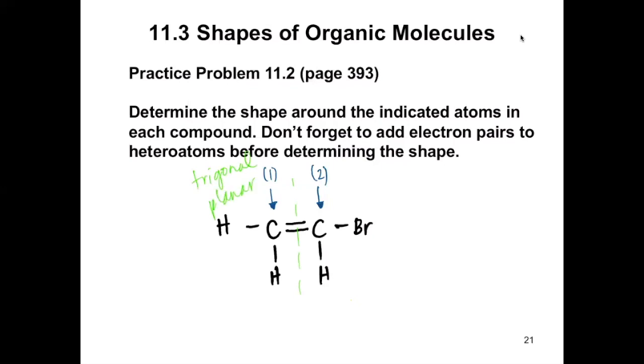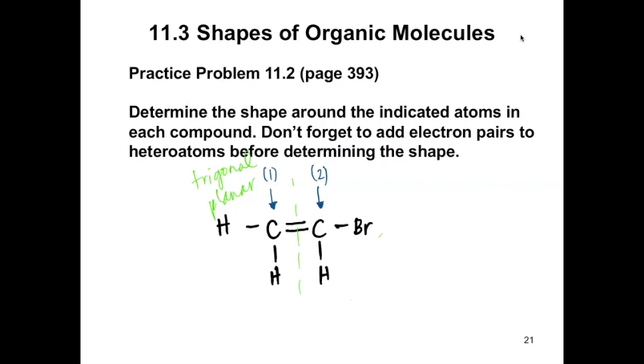Okay, and then for number 2, before determining the shape, you can add the electron pairs. But since the Br is not the central atom, even if you don't put the electron pairs first, okay? Because always remember, even if the terminal atoms have lone pairs, it does not affect the shape of the compound. The important lone pair must be on the central atom.